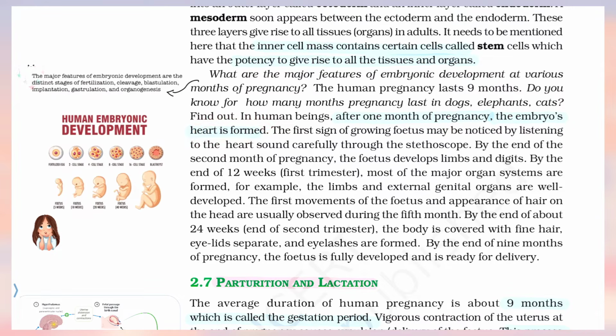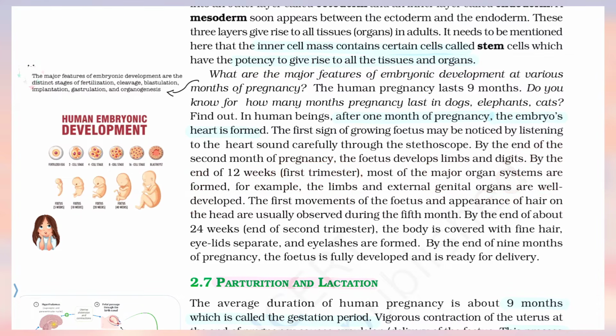The first sign of a growing fetus may be noticed by listening to the heart sound carefully through the stethoscope. By the end of the second month of pregnancy, the fetus develops limbs and digits. By the end of 12 weeks, which is the first trimester, most of the major organ systems are formed. For example, the limbs and external genitalia are well developed.